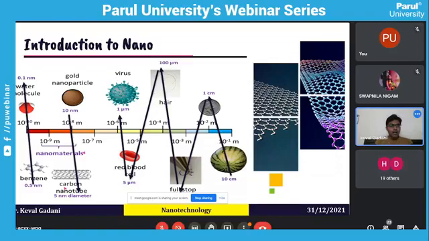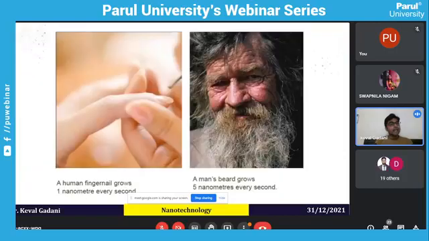Now if we take some good examples in our day-to-day life regarding nanotechnology. A human fingernail grows 1 nanometer every second, and a man's beard grows 5 nanometers every second. So this is an example of nanometer, nanotechnology.